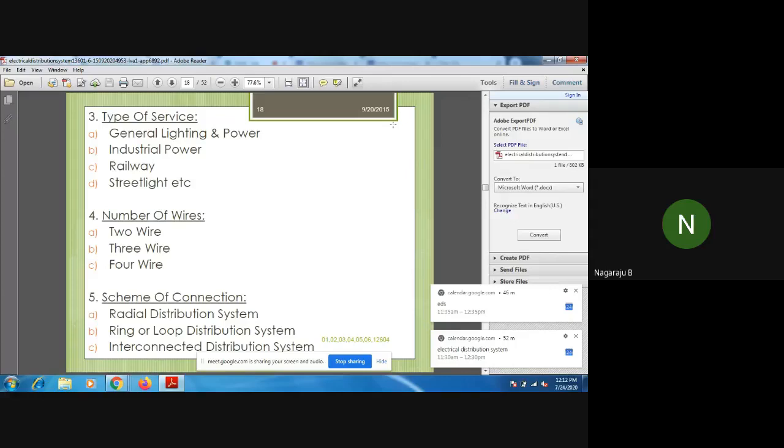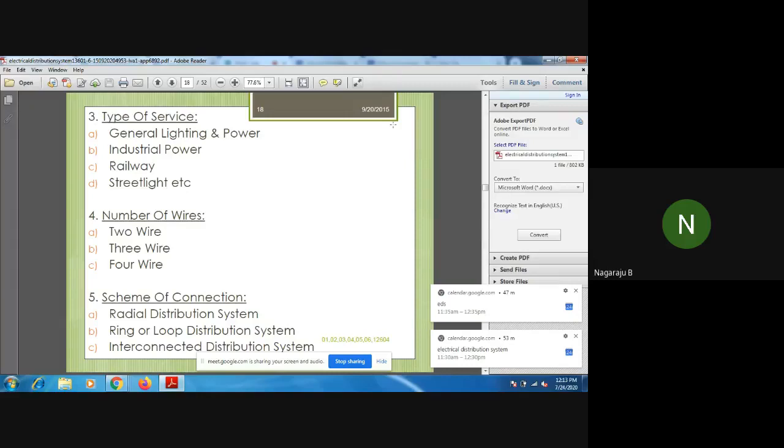Depending on the type of service, we have the industrial power distribution system as well as the railway distribution system. There are different levels of the distribution system depending on the service. For general lighting, for municipal use, we use different lighting levels, which require different types of distribution transformers. That's why we have separate lines for municipality lights, for industrial power, for railway, and for street lighting.